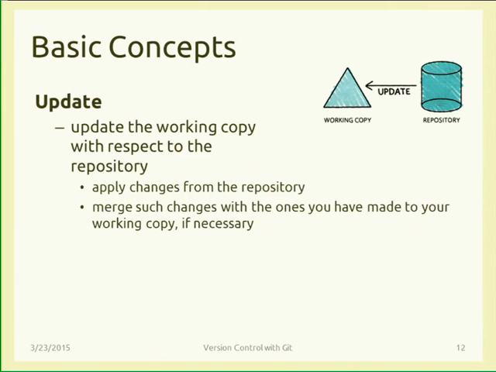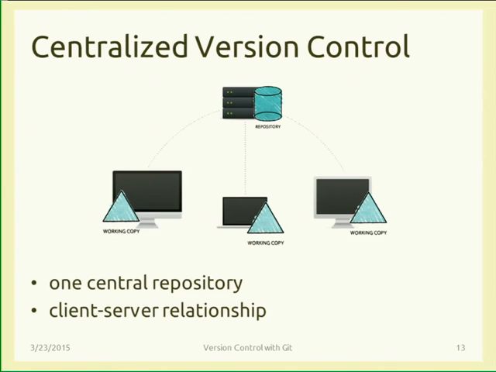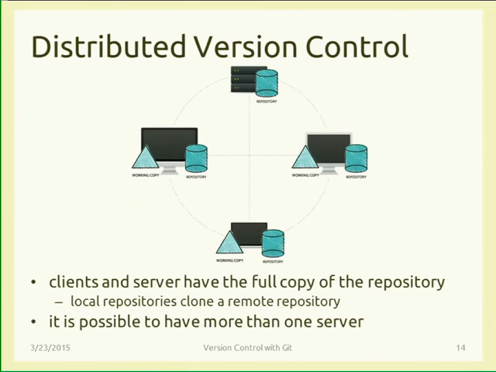The opposite operation is named update. You take data from the repository and you update your snapshot on your computer. In a centralized version control system, this is what happens. You have one repository, only one, and every team member has a working copy. Each working copy commits to the repository, and each working copy updates from the repository. There are some advantages and some disadvantages. For example, in this case you can have only one repository. If you want an internal repository for the company and an external public repository, you basically cannot. A distributed version control system solves this problem, with a little bit of complexity.